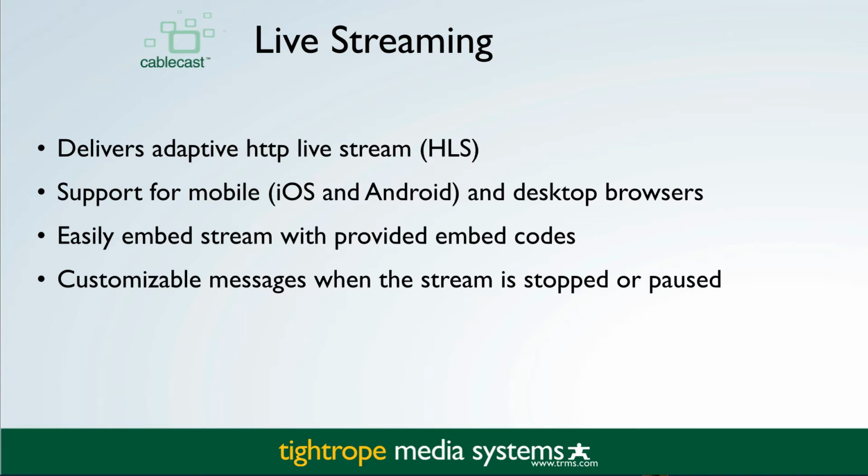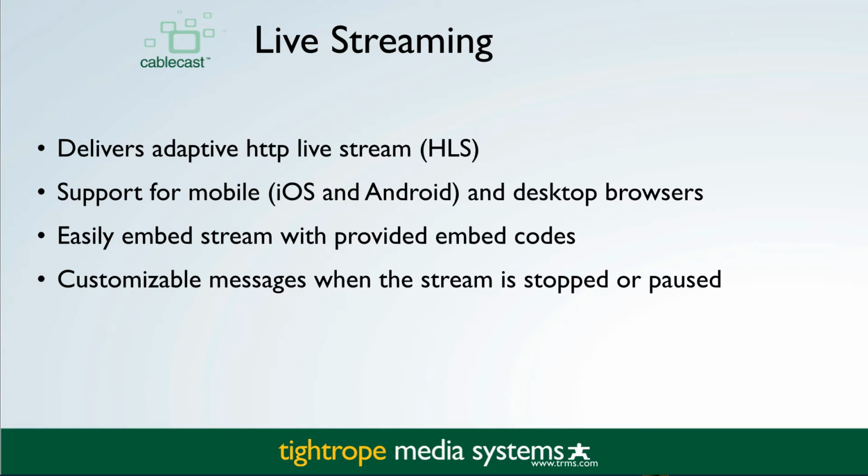streams. So if someone's connecting to your stream on a phone or a mobile device over like a 3G network, they'll get a low quality stream. And if they are connecting on their laptop on a broadband connection, they'll get a higher quality stream. So different quality streams for different viewers, all coming out of your one piece of hardware. The stream supports mobile, iOS and Android devices, as well as desktop browsers.